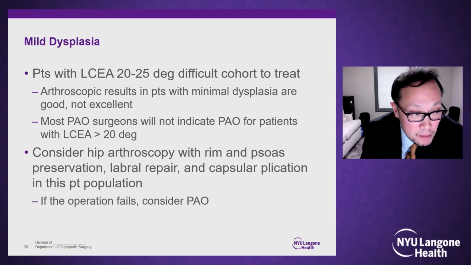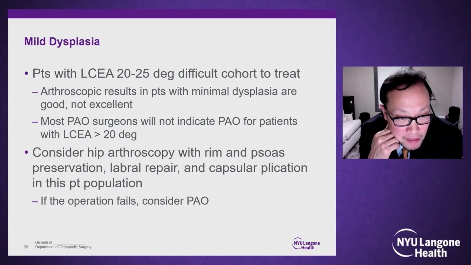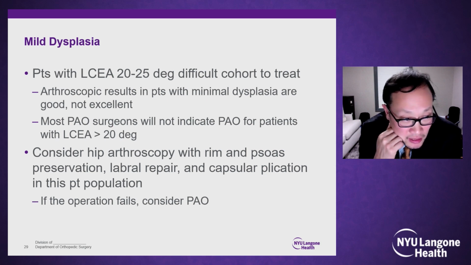So in mild dysplasia, you have patients who have lateral center edge angles of 20 to 25 degrees, and it's a difficult cohort to treat. I would even go as far as to say that they probably have been neglected because, traditionally, arthroscopic results in patients with dysplasia were not good, as we saw with Parvizi studies. But also, a lot of our open PAO surgeons would not indicate PAOs for patients with just mild dysplasia because, clearly, the extensiveness and the risk of the operation were not worth it in cases with just some minimal dysplasia.